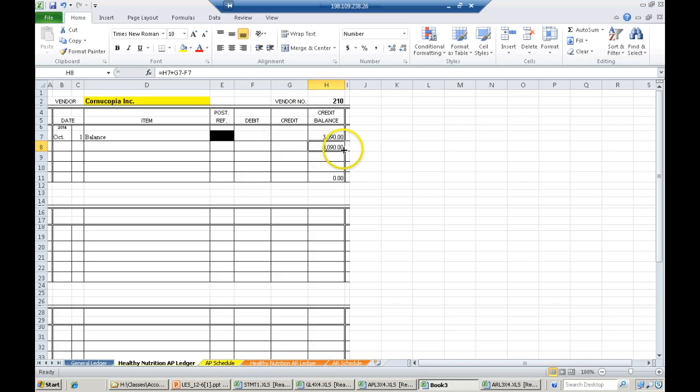Come back up to this cell. Let's drag this formula down. And now anything that we enter in here, whether it be a debit or a credit, is either going to subtract it or add it to our total of what we owe this vendor.